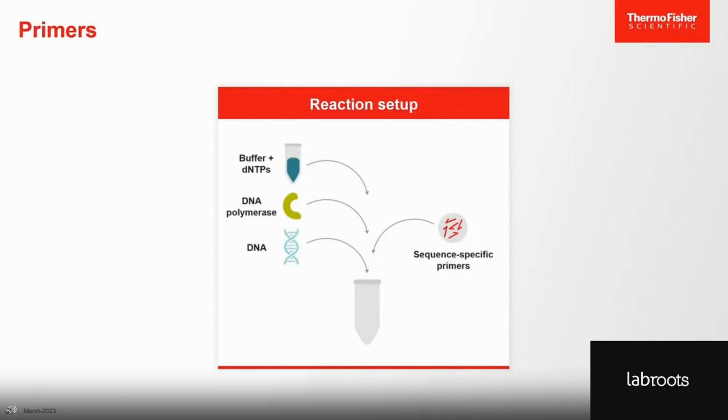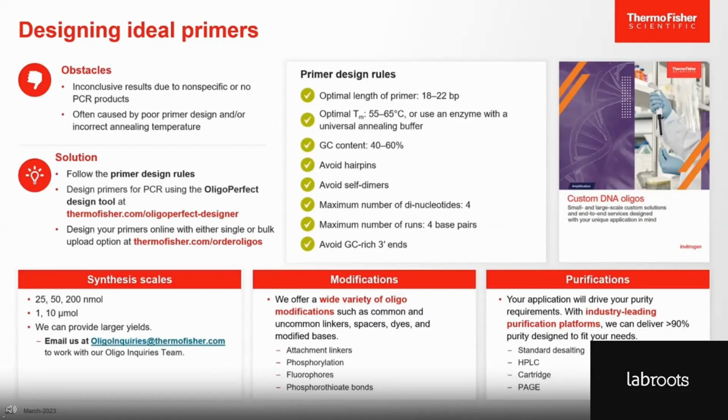We've now got the DNA template, the DNA polymerase, the reaction buffer, and the NTPs. The last component that's missing are the primers, which can be the forward and reverse primer that specify the target sequence to be amplified. If primers were not designed correctly, you will either get no amplification or lots of non-specific products. It is essential to follow primer design rules to design primers for optimal results.